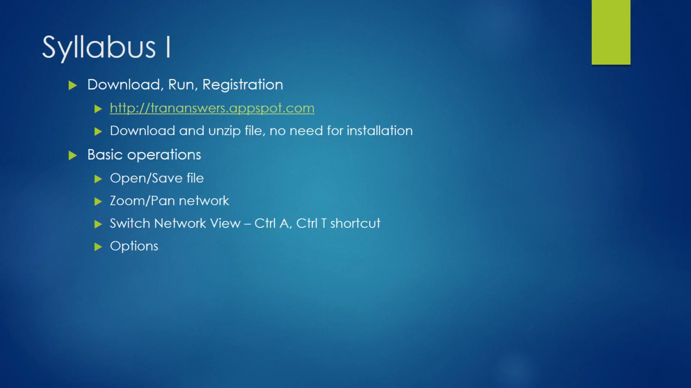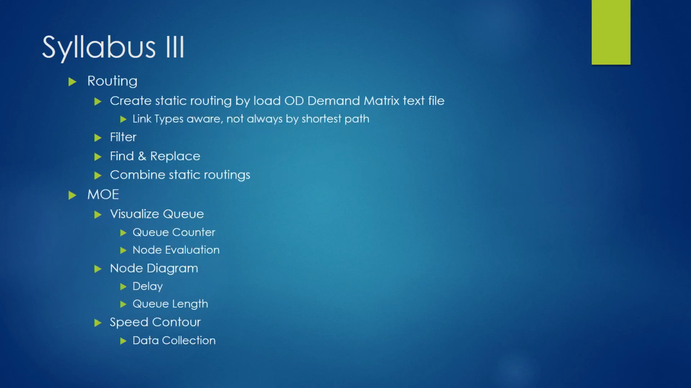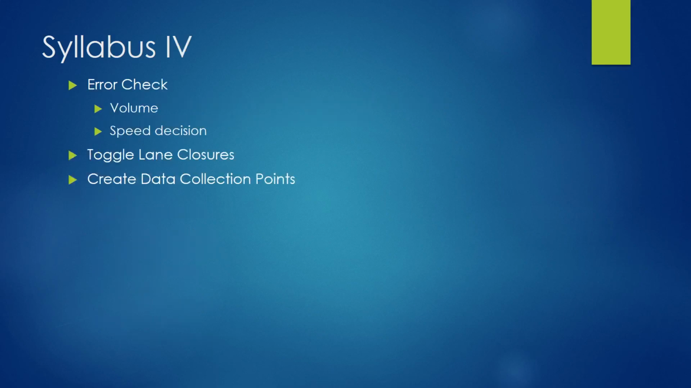In the next few tutorials, I will talk more in detail about calculating demand volume, the routing operations such as creating routes by loading an OD text file, physically combining static routings, how to visualize MOE results such as queue and node eval, and create speed contour maps by a few simple clicks. Last, I will talk about network coding error check and a few other useful features.